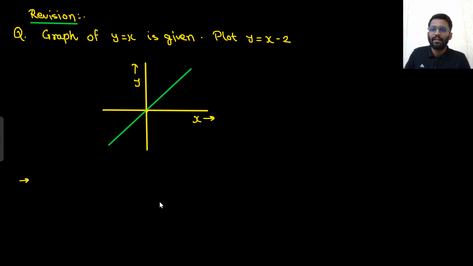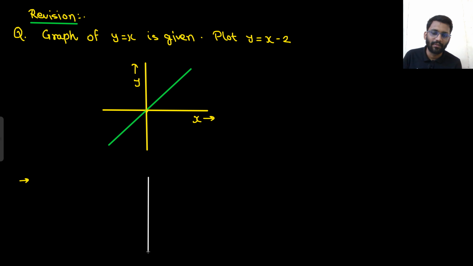Well and good. Just a simple question is there. The graph of y equals x is given. You need to draw the graph of y equals x minus 2. So what you will do? You will just shift the waveform by 2. Directly, you don't need to draw the graph. This waveform is given. You need to draw the graph of y equals x minus 2. So what you will do? You will shift this waveform by 2 downward.